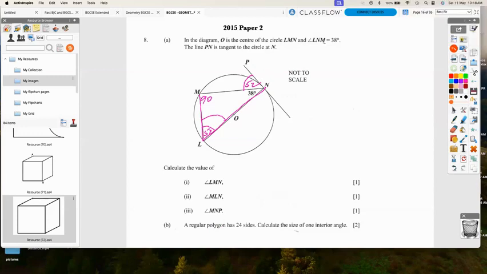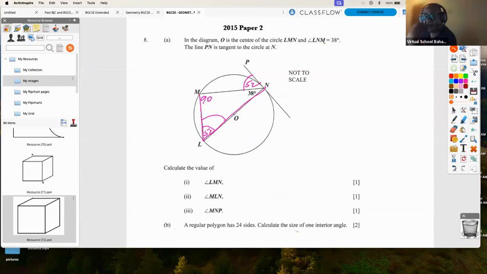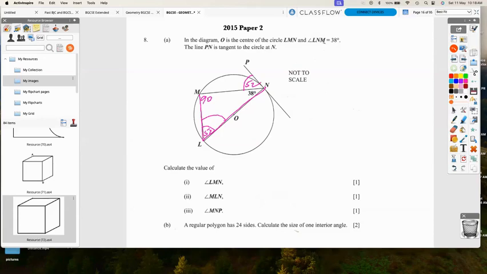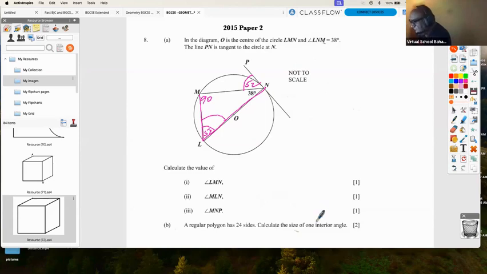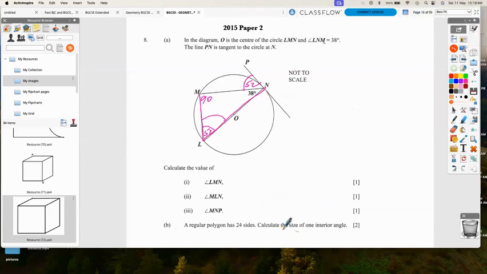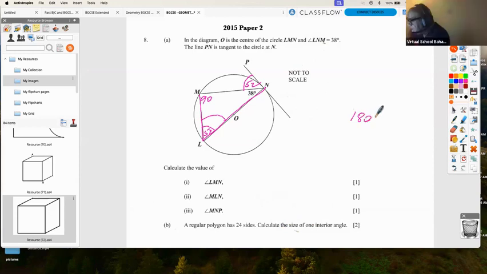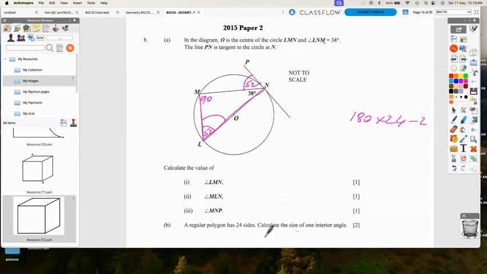I think I do. Go right ahead. Is it S equals 180 open times n take away 2 divided by, I guess, 24? Go ahead. 180 times 24 take away 2, divided by 24.